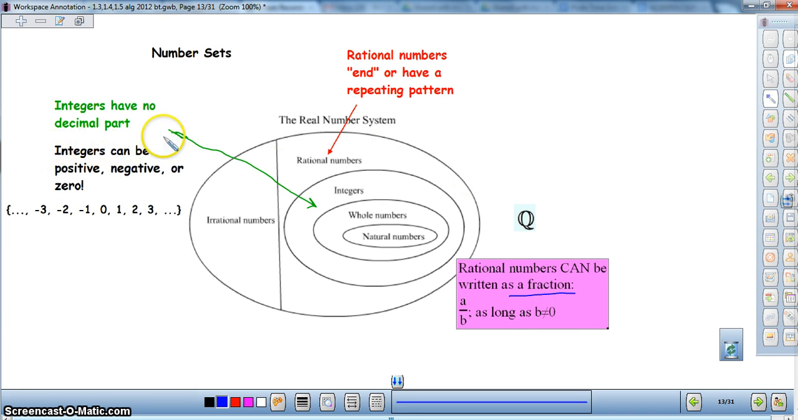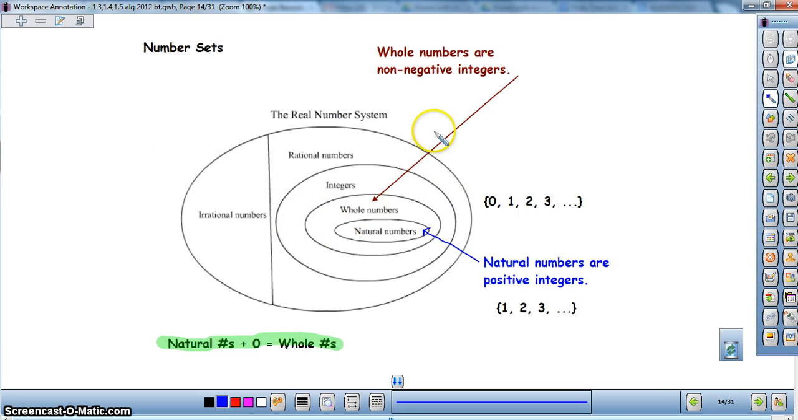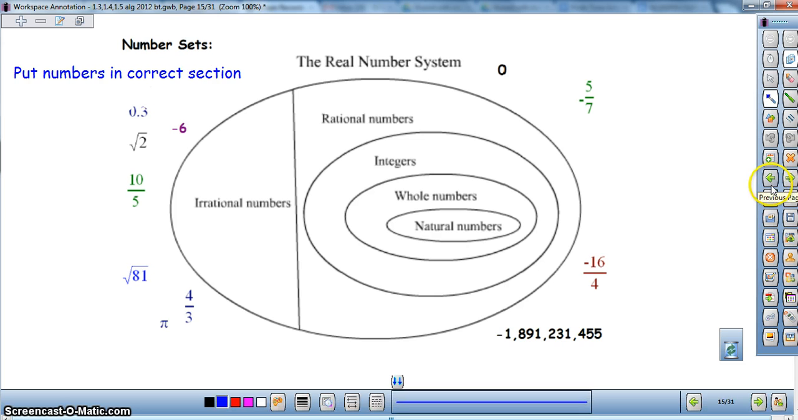Remember, you can never divide by 0. What are our integers? Well, they have no decimal parts. Integers can be positive, negative, and 0. It's kind of your whole numbers, 0, 1, 2, 3, and their opposites. If we're talking about whole numbers, those are the non-negative integers, 0, 1, 2, 3. And the natural numbers, I like to also think of those as our counting numbers. So natural and counting, when you start counting, you usually start with 1.